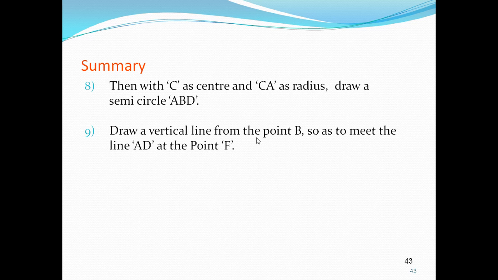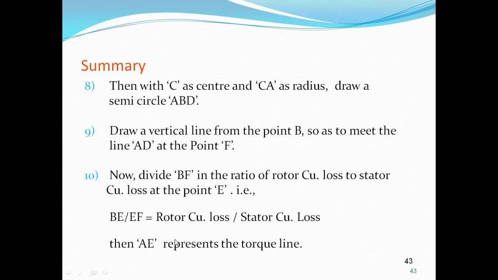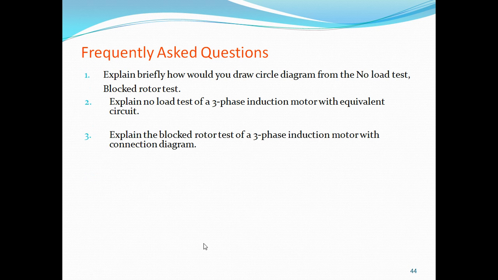Now draw a vertical line from point B so that it meets the line AD at point F. Now divide BF in the ratio so that it represents rotor copper losses and stator copper losses like this. BE by EF is equal to rotor copper losses by stator copper losses. Join AE, which represents the torque line.